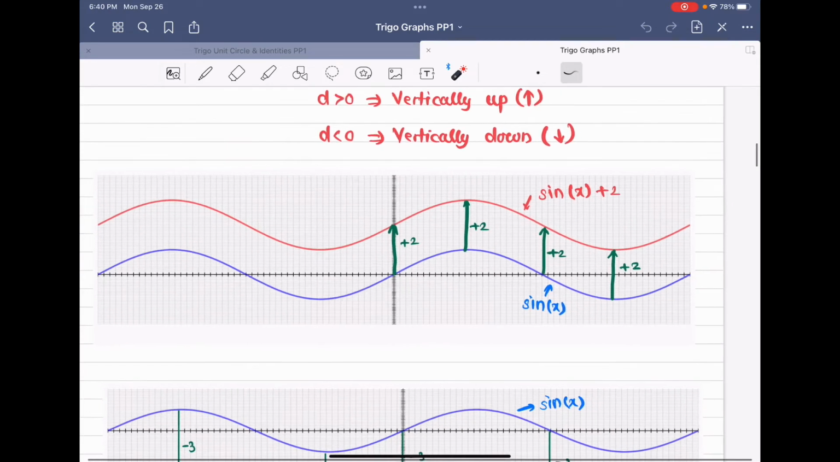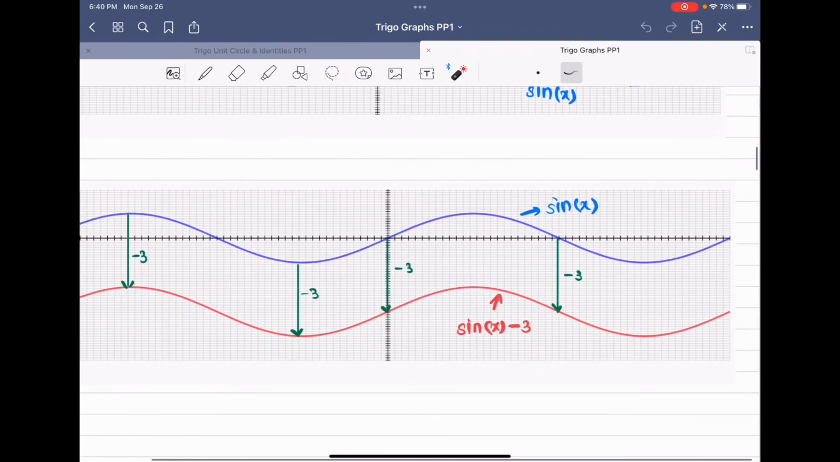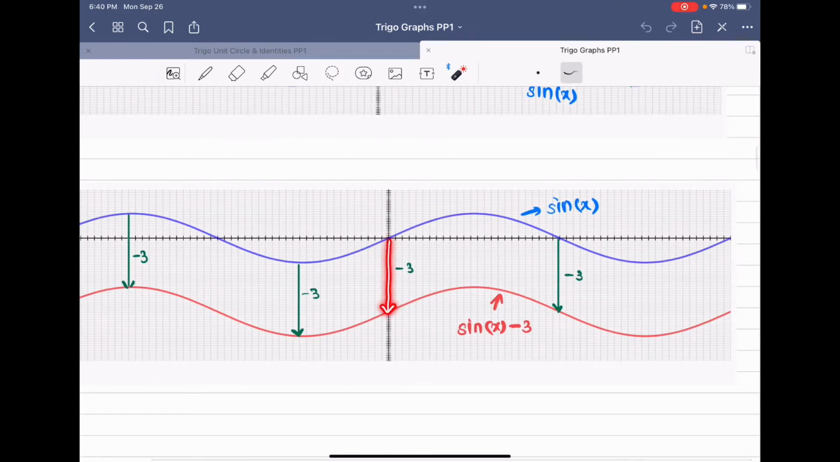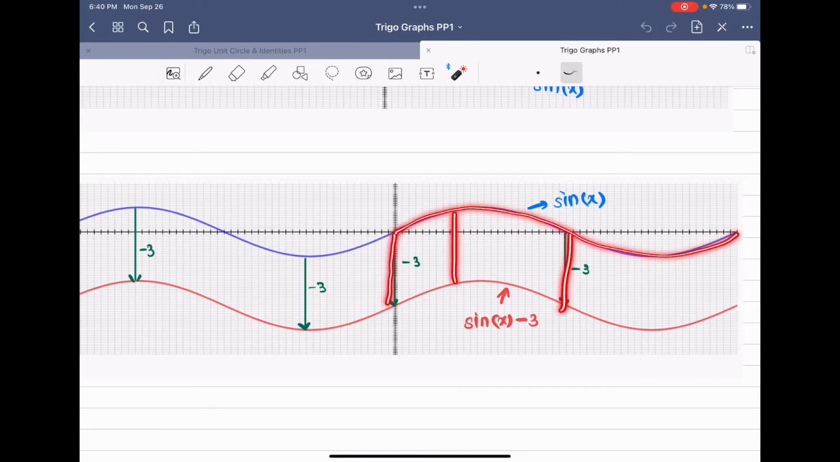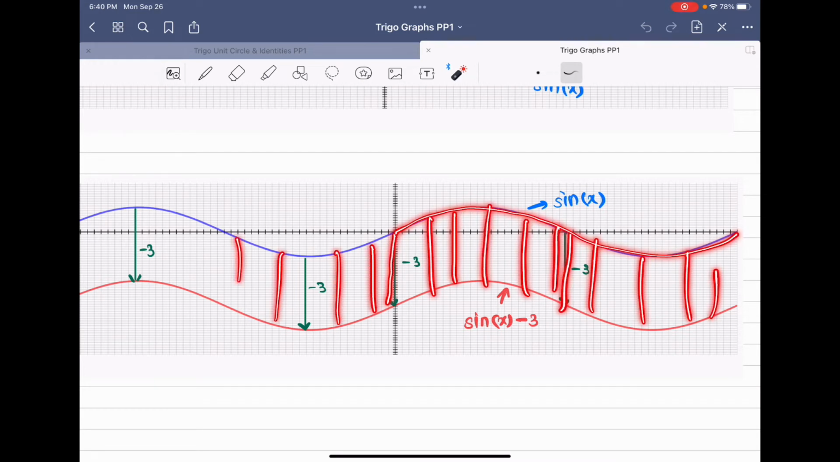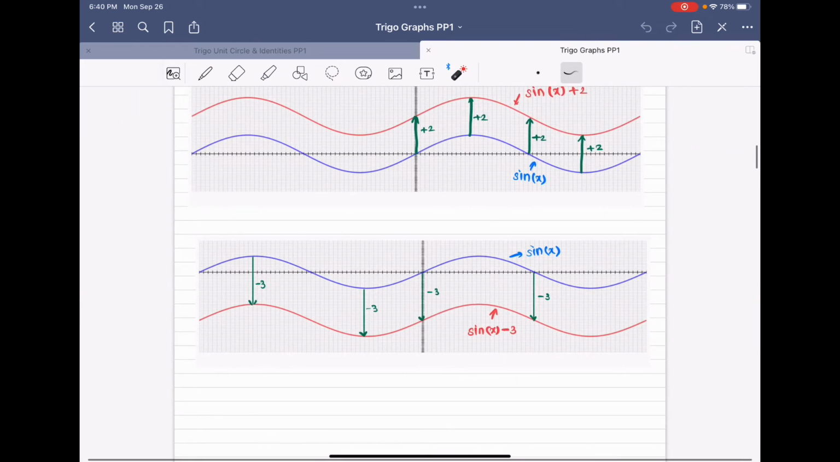If I repeat the same thing, instead of +2, if I do -2 or -3, the graph moves downward by that many units. This is your sine x, and this red curve is your sine x -3. So every point on the original curve of sine x moves down by 3 units, whether it's a positive or negative angle. This is a vertical translation.